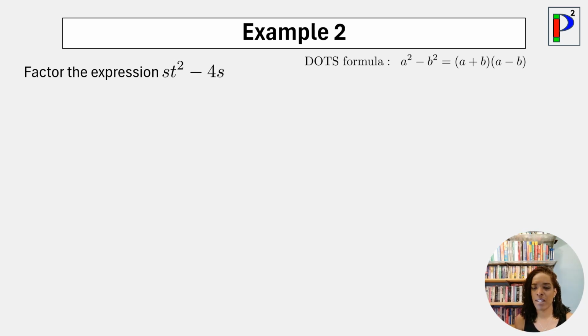Now that you know the process, for any of the rest of the examples, feel free to pause the video and try it on your own before reviewing the answers.